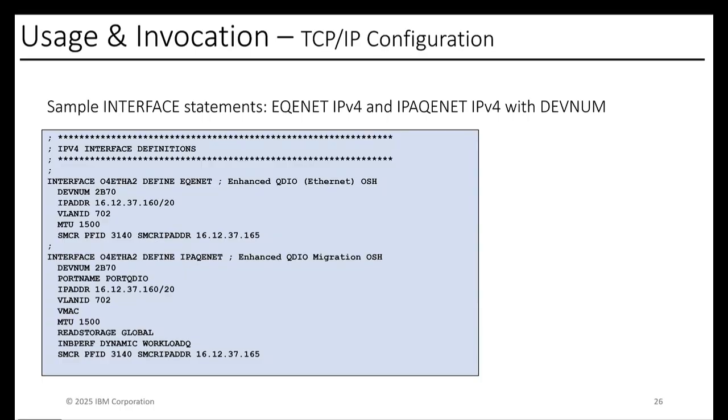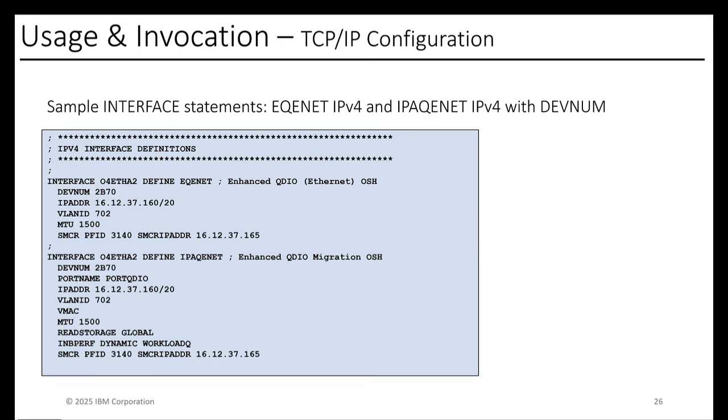If you take a look at that same definition with IPAQENET, this is basically the same definitions, but you'll notice that, oh look, we don't have read storage anymore. We didn't have to configure that. Oh, we don't have to define inbound dynamic workload queuing. It's all built in. SMC-R still applies, but those would fall over. So it's much simpler, with smarter defaults.